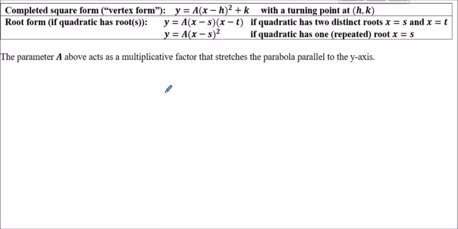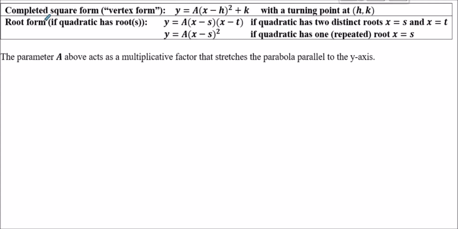Just to remind you what I quickly mentioned last time, a quadratic function can be written in two key ways. Apart from the standard form, ax squared plus bx plus c equals 0, we can always write it in the completed square form, which I'll sometimes call the vertex form, where y equals A(x minus h) all squared, plus k. That will have a turning point, either a maximum or a minimum, where x is h and y is k. And so this form of the quadratic allows us to easily see where the turning point is.